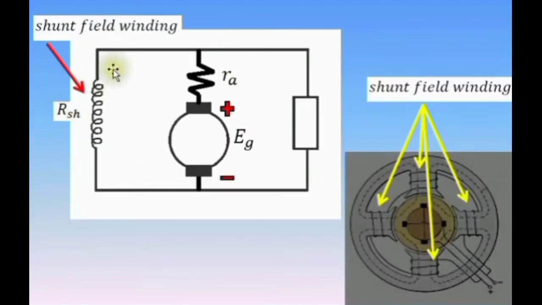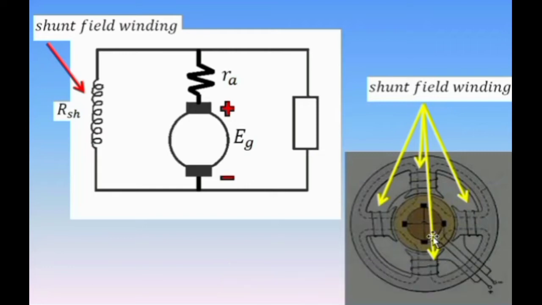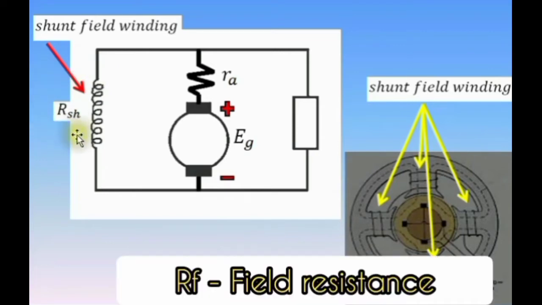Here we have the shunt field winding. It is connected in parallel with the armature circuit. This is a representation of the field coils around the field poles. These coils are connected in series, therefore the field circuit resistance present in this coil is the total resistance of the series connected windings. This resistance is indicated as RSH. For some, it is just simply RF.